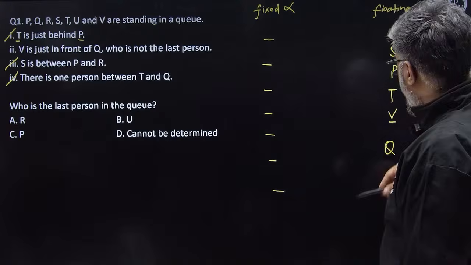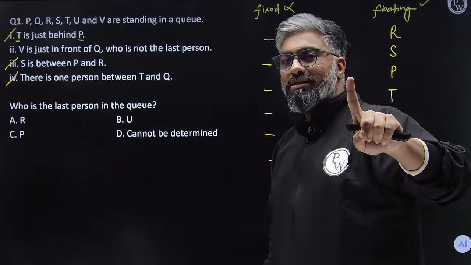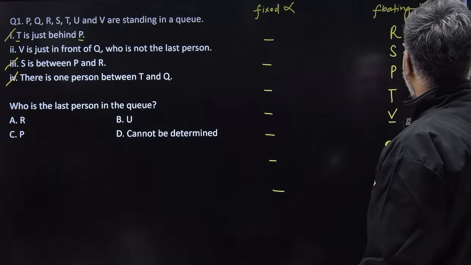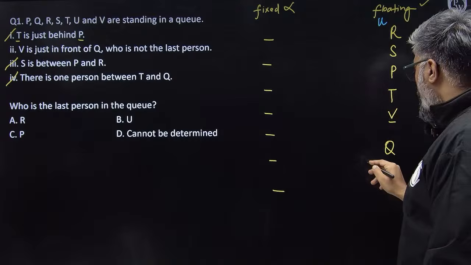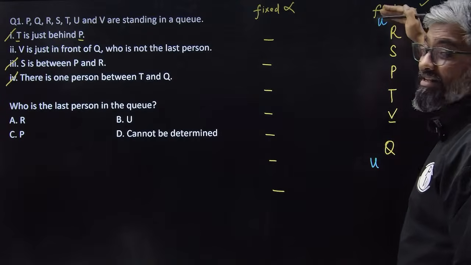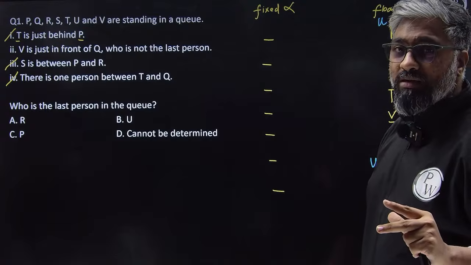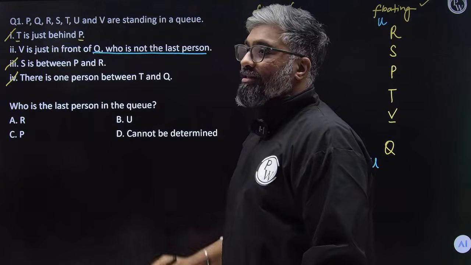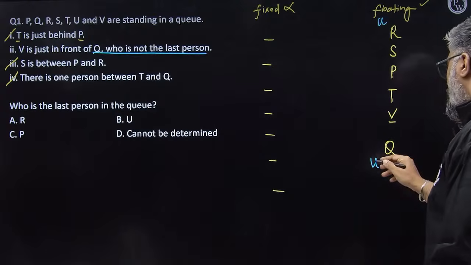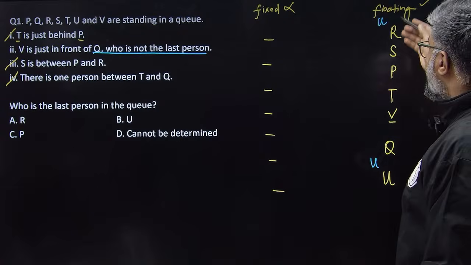Now out of 7 people, I've already arranged 6. 1, 2, 3, 4, 5, 6. There's one person left. Who is it? U is left. I could either place U here in the front of the queue or here. I cannot place U anywhere in between, correct? These are all next to each other, so I can't place U anywhere in between. Since they are saying that Q is not the last person in the queue, what is the understanding? This U has to come up here. So U would be here, and this is our arrangement.